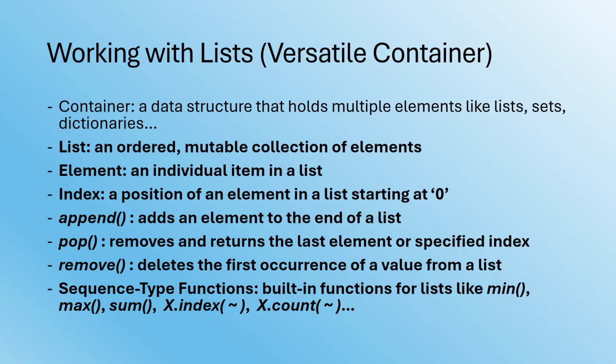With lists, also known as a versatile container, lists are an ordered, mutable collection of elements. Elements are individual items in a list. An index is the position of an element in a list, which starts at 0. An append function adds an element to the end of a list. The pop function removes and returns the last element or a specified index. The remove function deletes the first occurrence of a value from a list, and sequence type functions are given. They're built-in functions for lists.